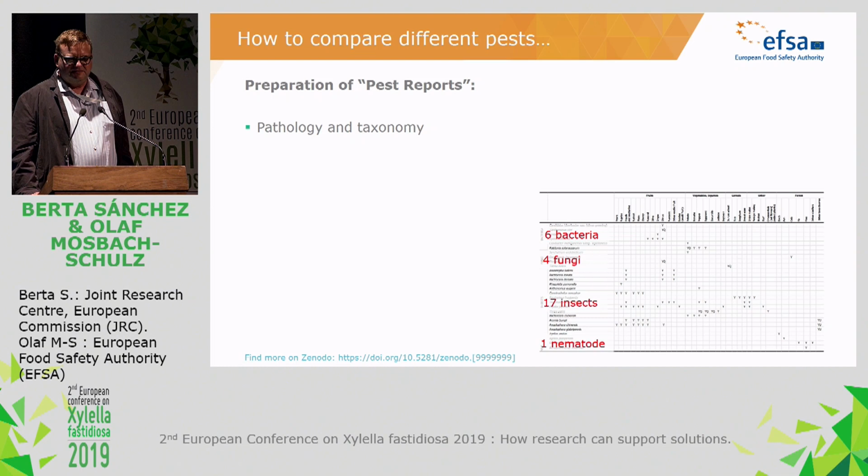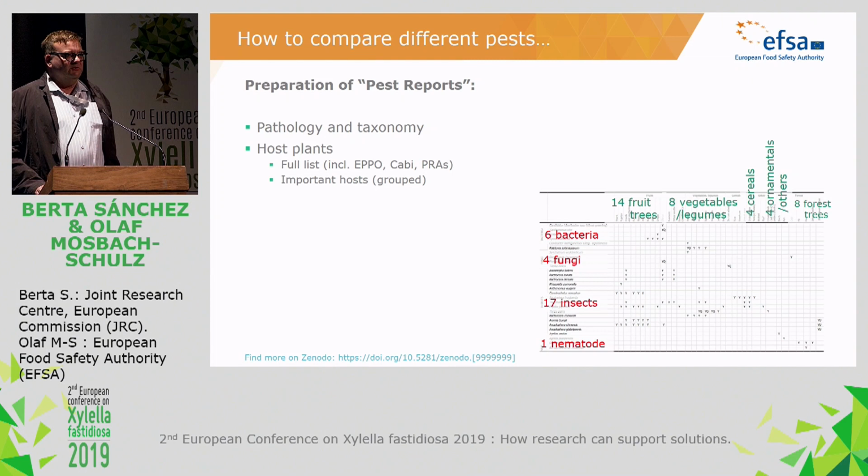And the easiest thing is to put together the information about pathology and taxonomy. And so this is the start for what we call the pest report. In fact, we produced 28 pest reports, one for each pest. The second point we were looking at, we were trying to make a full list of impacted hosts by including information from EPPO, CABI, and other pest risk assessments from member states and EFSA.